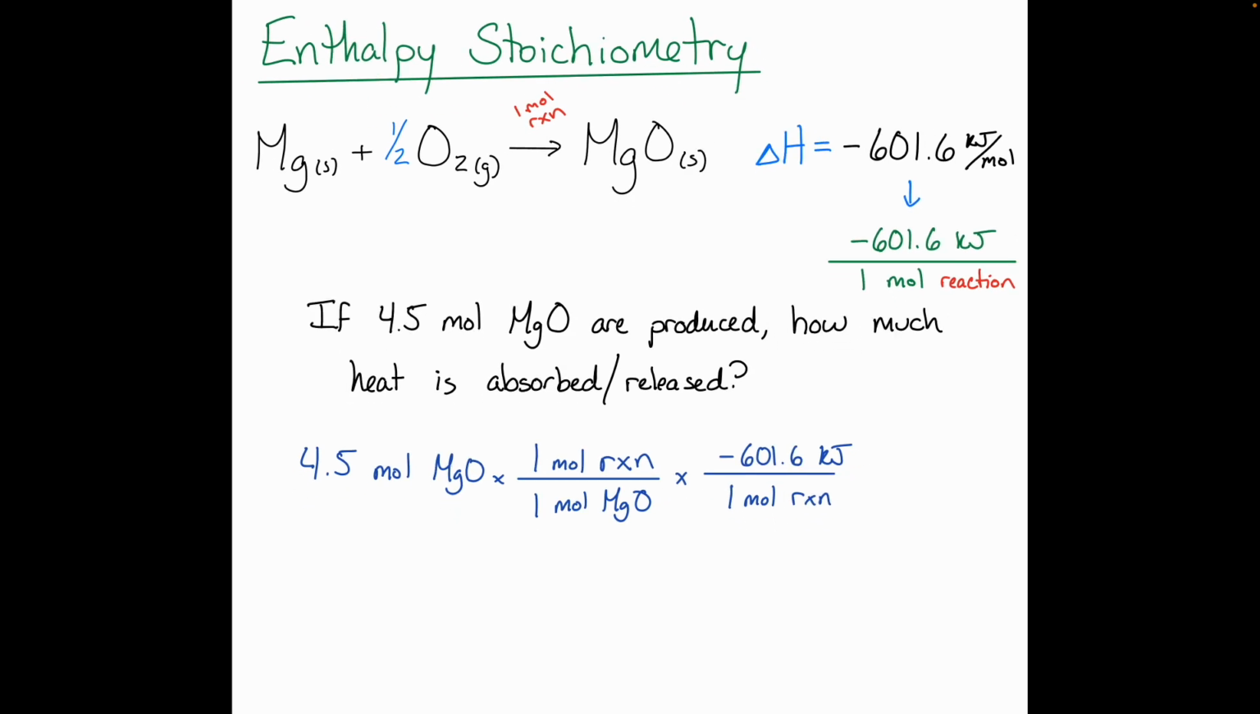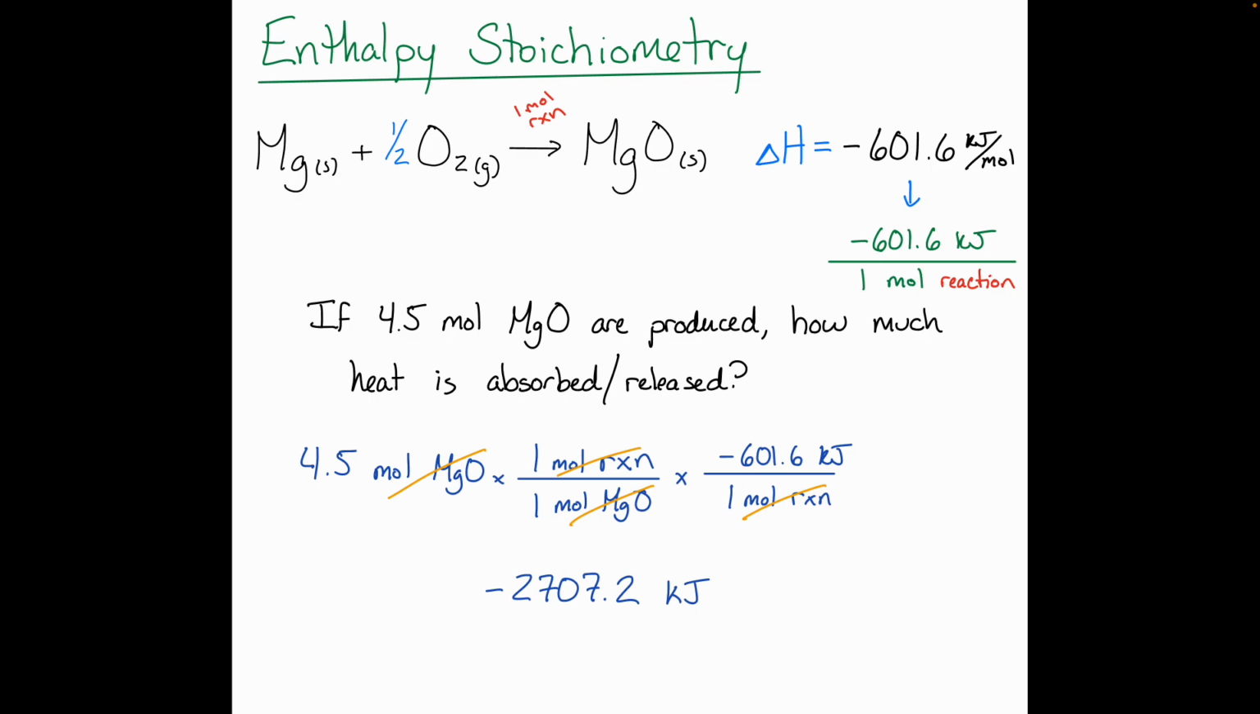All right, so punch that into my calculator. I get negative 2707.2. All right, what are my units? Kilojoules, because moles of magnesium oxide cancel out, moles of reaction cancel out, so I'm in units of kilojoules. And then we still got to do sig figs.